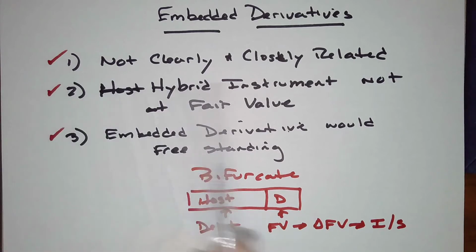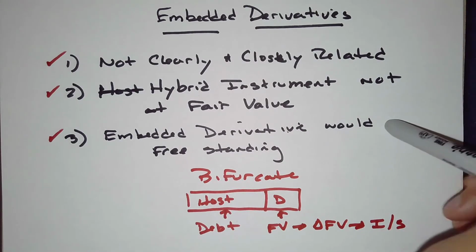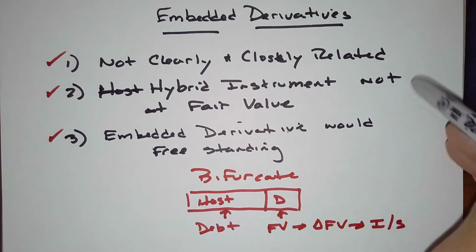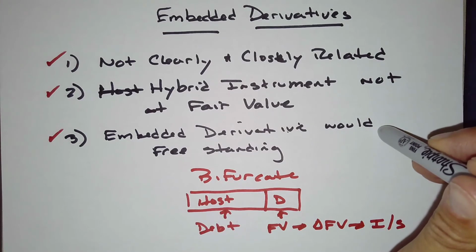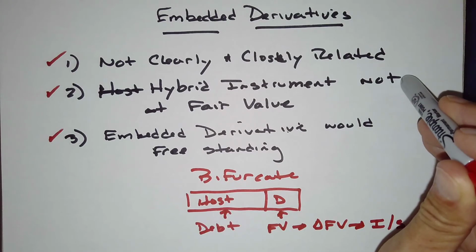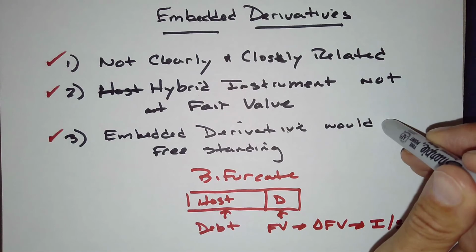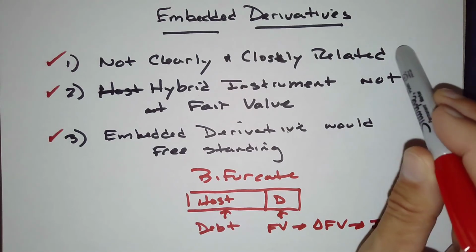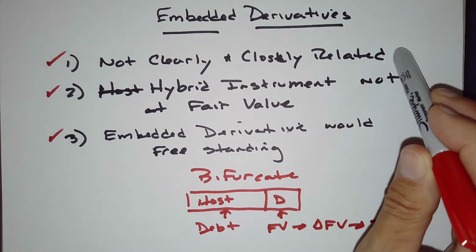All right. These two items, the hybrid instrument already at fair value and the embedded derivative being freestanding, there's not a lot of judgment with these two items. Right? This is a choice. We are fair valuing the hybrid instrument. We're done. We can look at the embedded derivative and we can say, yes, we could probably find this as a freestanding derivative. This is where the judgment comes into play. The clearly and closely related criterion is the bigger problem.